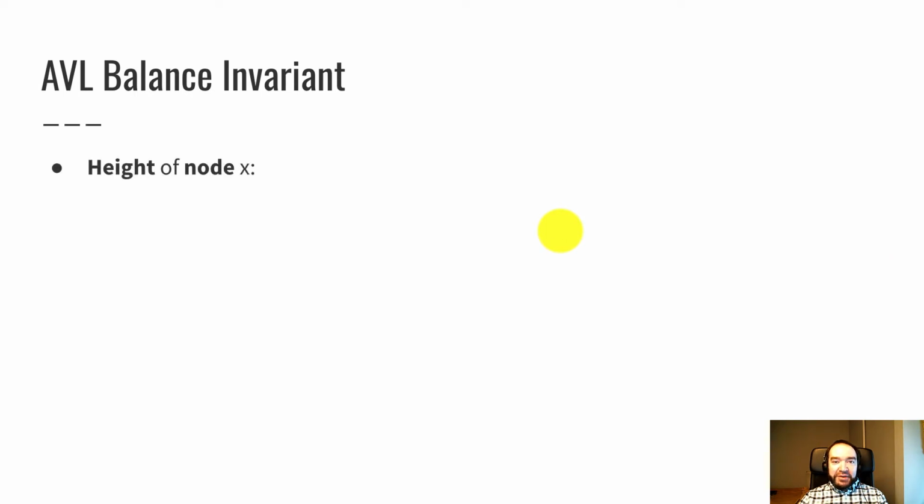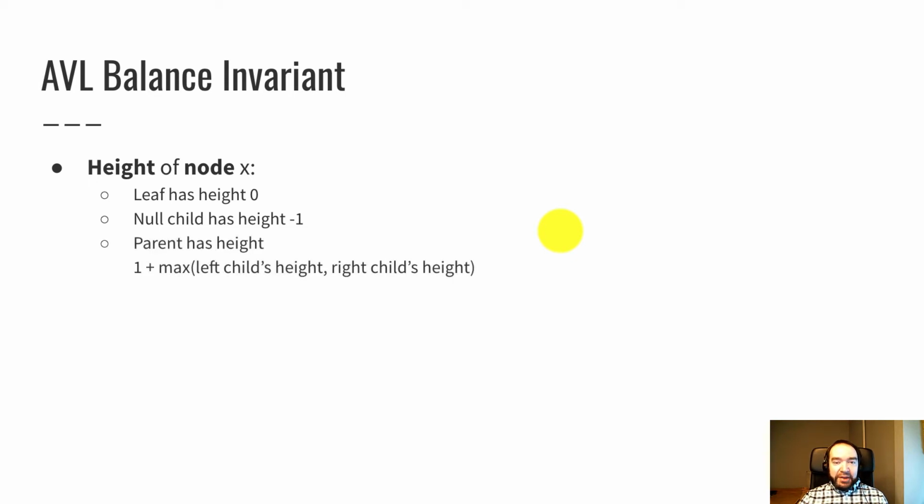Let's say a little bit more about this balance invariant. So remember the definition of the height of a node X. Every leaf node has height 0. A leaf node has no children at all. And a null pointer off the bottom of a leaf or a parent with only one child counts as a -1 height. And a parent node that has one or two children has its height defined as one more than the greater of the children's heights.